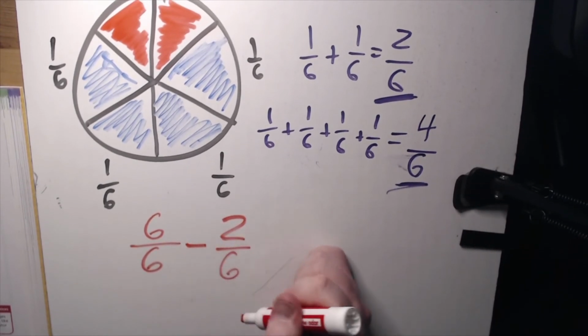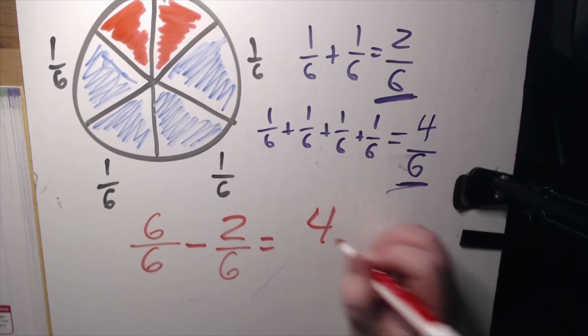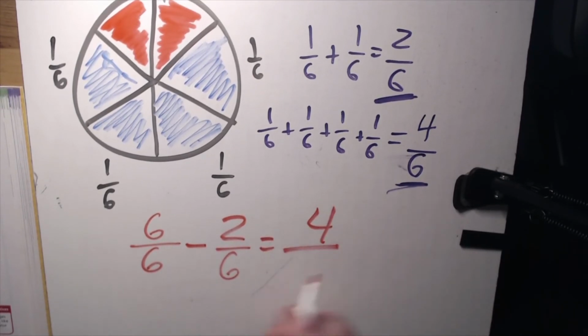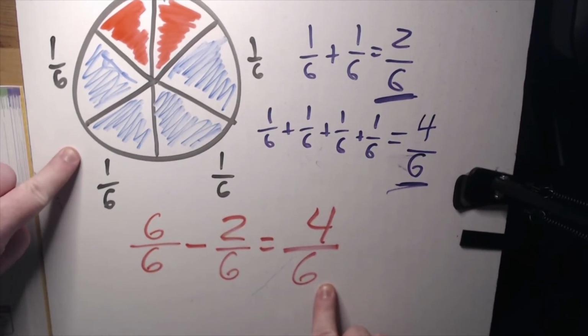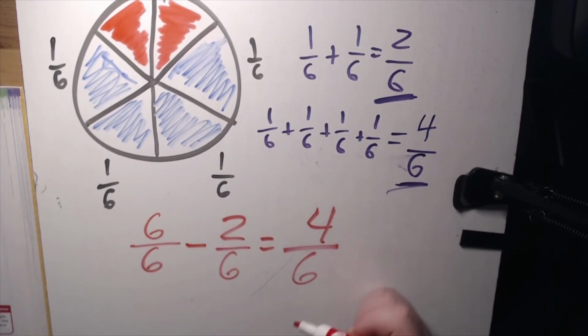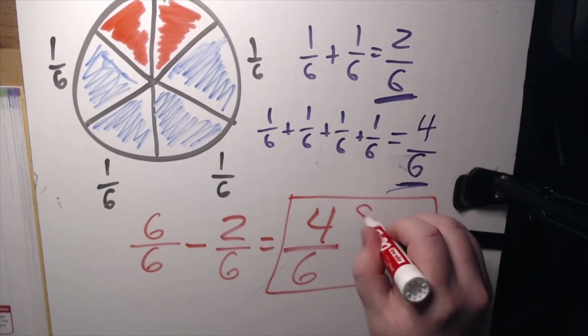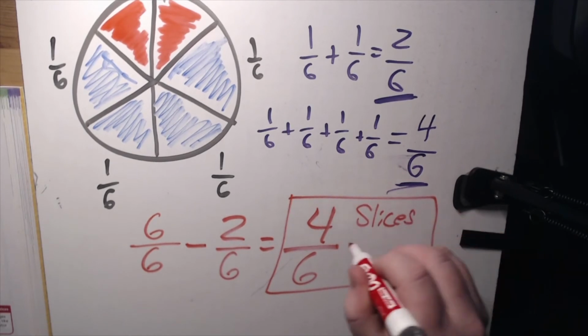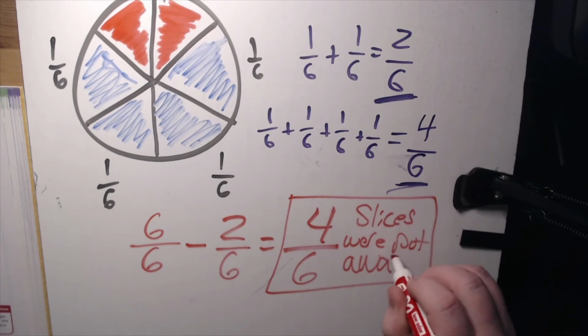So we take away 2/6. So 6 minus 2 equals 4. And again, we never add or subtract the denominators, so this number stays the same, 4/6, because the sizes of your slices aren't changing. So we have 4/6 slices that were put away. And just like that, we've done 2 problems.